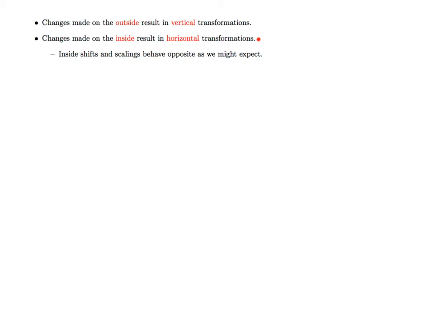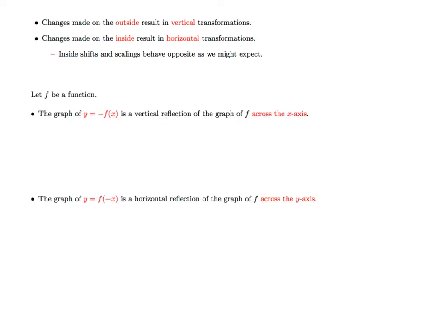by a fraction. Okay, so lastly, what we're going to take a look at in this video is what we call reflections. And just as before, when we multiply on the outside by -1, this is going to have the effect of a vertical reflection. And what we mean by a vertical reflection is we're going to take the graph and reflect it over the x-axis.